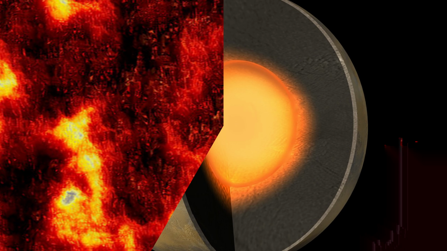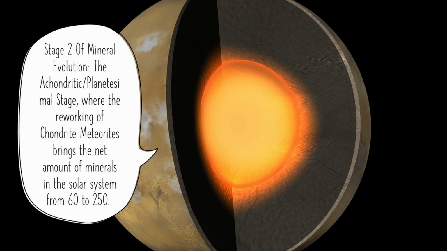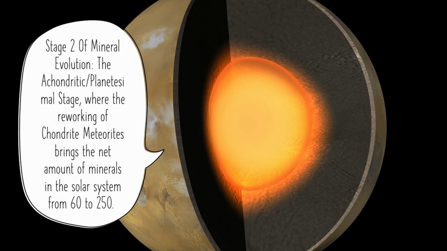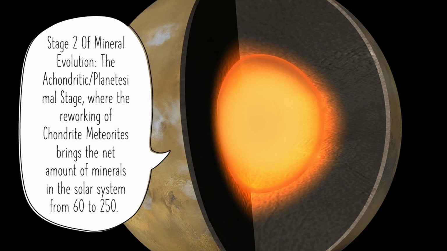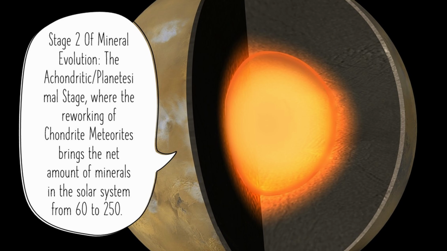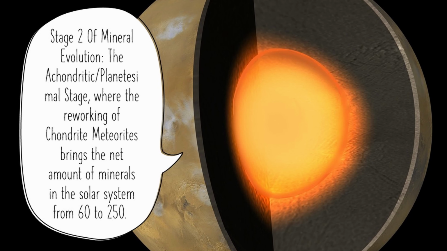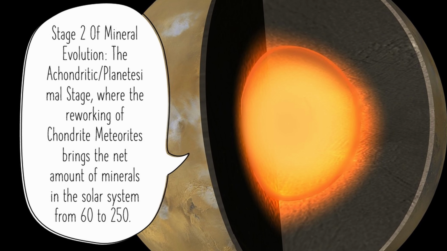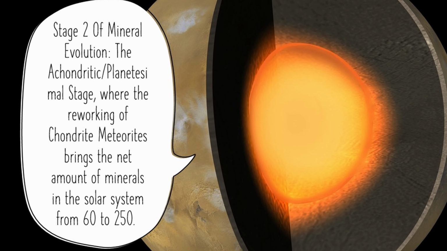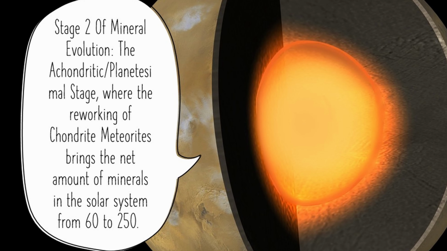The remaining chondrules disappeared as these bodies heated up and smashed against each other, and a whole new suite of minerals ensued. From the 60 minerals that we saw in stage 1 of mineral evolution in the Chondrites, we're now in the throes of the second stage of mineral evolution, the Achondritic/Planetesimal stage, which ends with 250 minerals. But in order to climb there, we need more than just the Achondrite minerals.